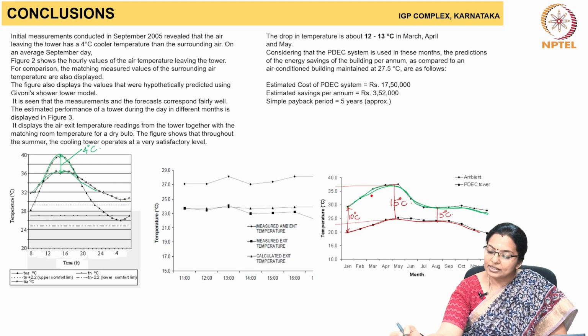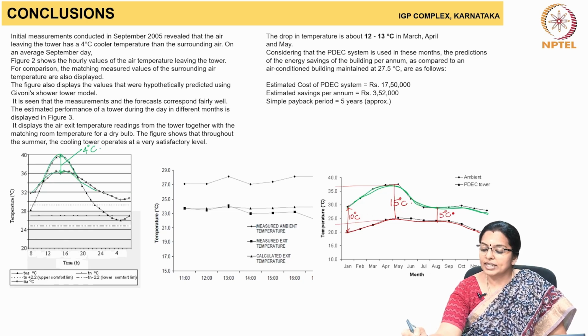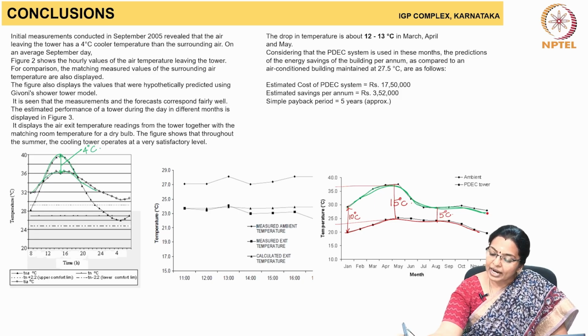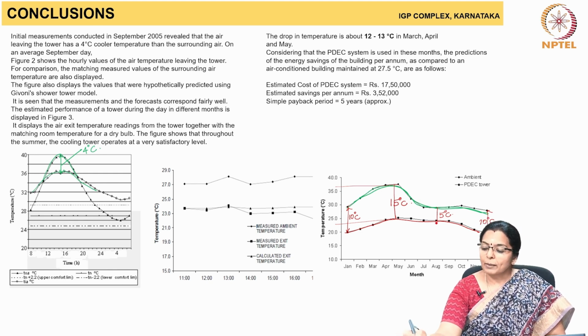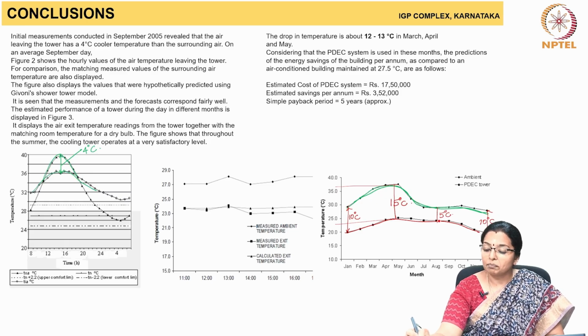But this reduction in temperature happens in the passive downdraft cooling tower. So, by virtue of the passive downdraft tower, there is a reduction of 10 degrees centigrade in January, 15 degrees centigrade in around April, May, hottest part, and 5 degrees centigrade in June, August, and also 10 degrees centigrade in November, December. So, this difference in temperature between the ambient air and PDEC tower.